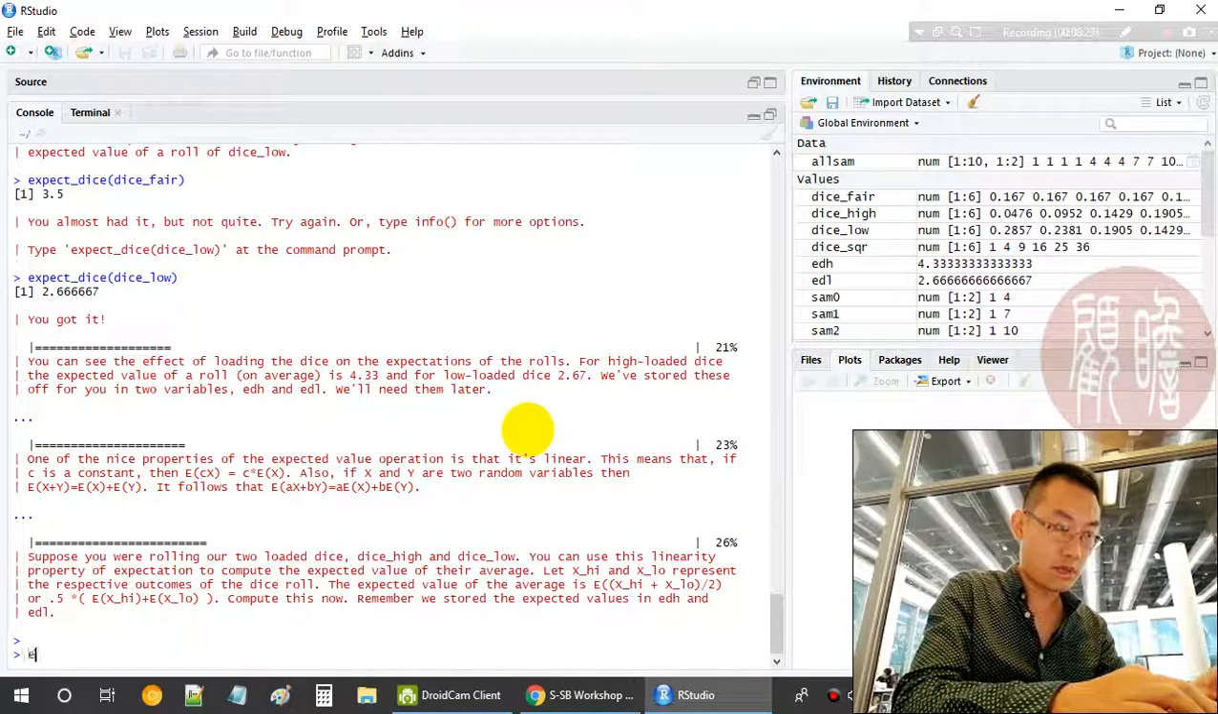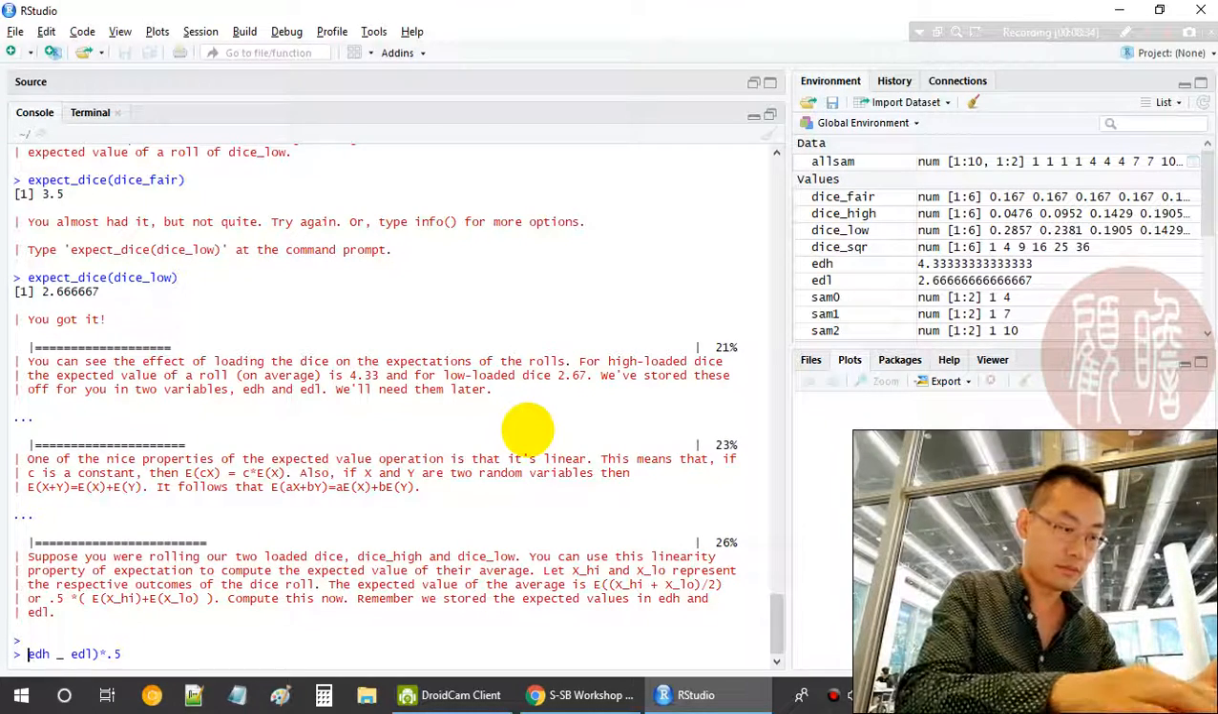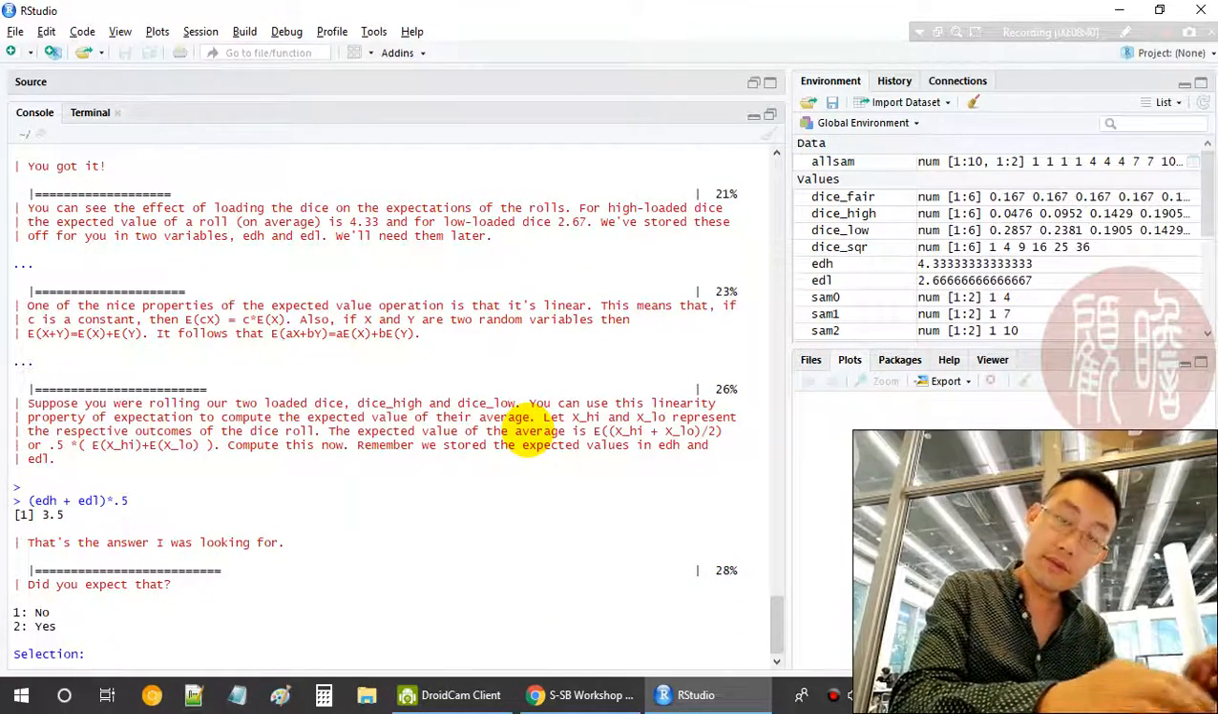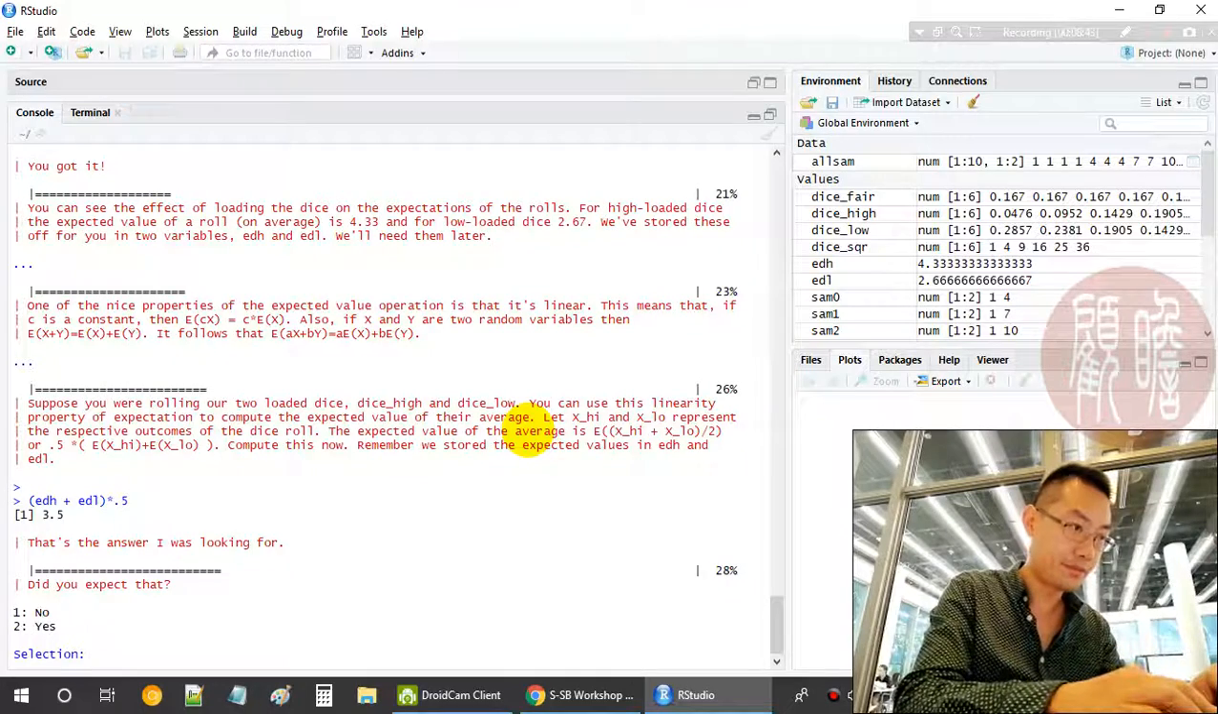So EDH plus EDL gives 3.5. Yes, we expected that, right?